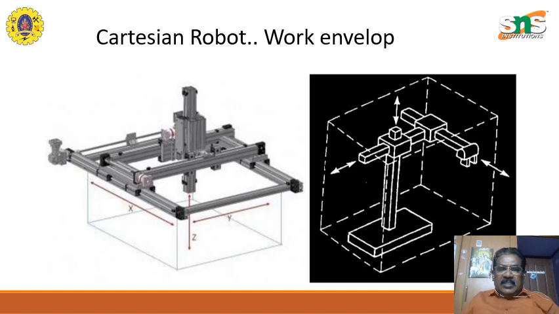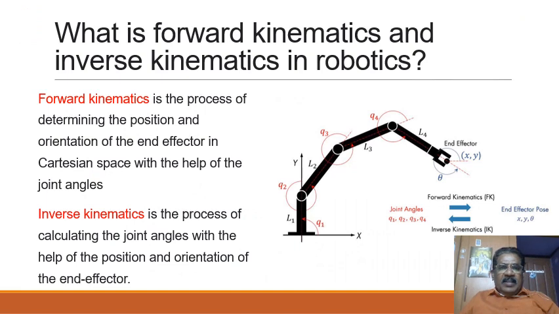So the Cartesian coordinate work envelope is shown here. It's an x y z kind of volume, more of a prismatic one. And then we have something called kinematics, that is the forward kinematics and the inverse kinematics. It's an important thing that we'll have to understand. Forward kinematics is the process of determining the position and orientation of the end effector in Cartesian space with the help of joint angles.